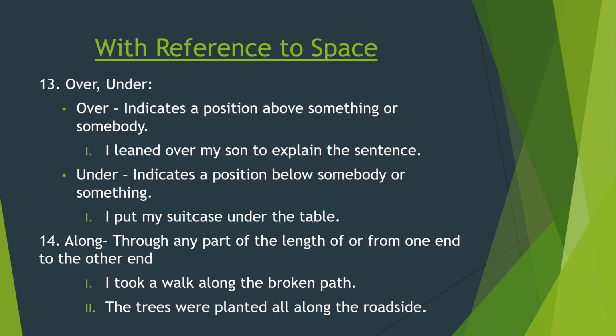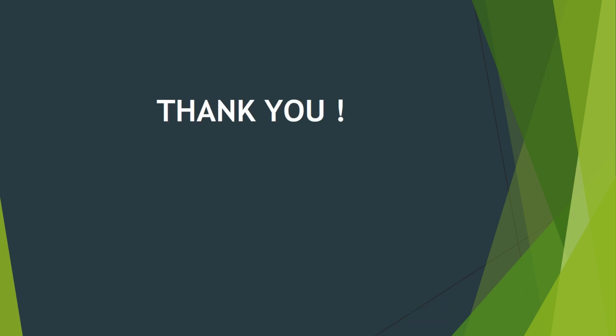The preposition along is used when we are talking about any part of the length of something, or from one end to the other. Example: I took a walk along the broken path, along the part of the length of the road. I took a walk along. The trees were planted all along the roadside. All along the roadside means from one end to the other end of the roadside, the trees were planted.